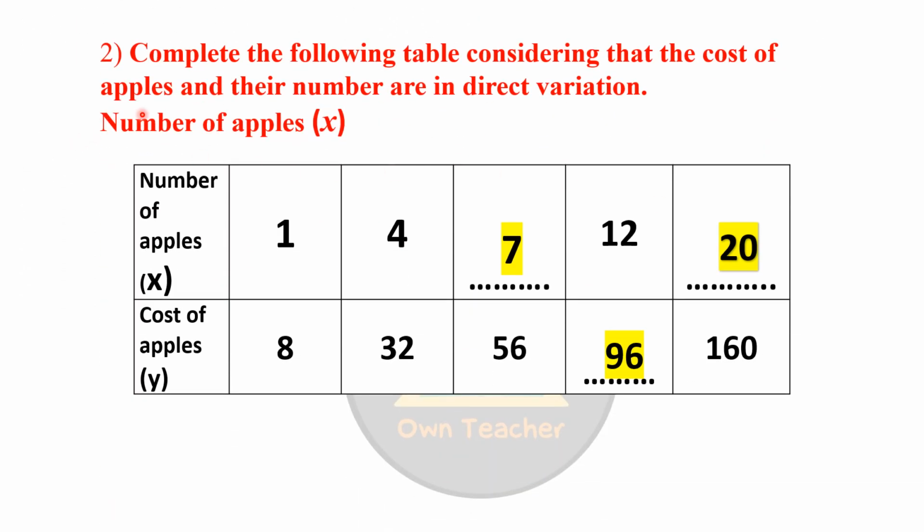Question 2. Complete the following table considering that the cost of apples and their numbers are in direct variation. Here number of apple is x and cost of apple is y. This is the table. These are the answers. Now we will see the explanation of these answers.